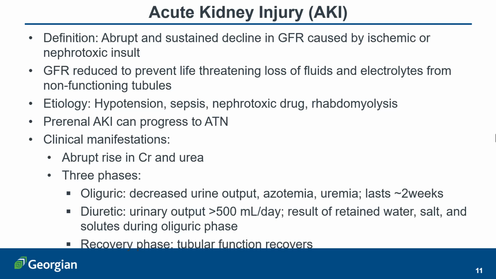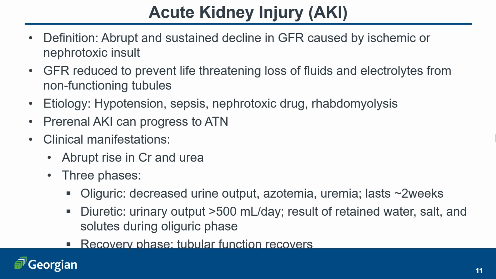So the actual definition of acute kidney injury, or AKI, is the abrupt and sustained decline in the glomerular filtration rate, or GFR, caused by an ischemic insult. That could be the pre-renal cause, or a nephrotoxic insult resulting in ATN, which is an intrarenal cause. GFR has to be reduced in the case of acute kidney injury to prevent life-threatening loss of fluids and electrolytes from the non-functioning tubules, like in ATN, or acute tubular necrosis. So what's the etiology?